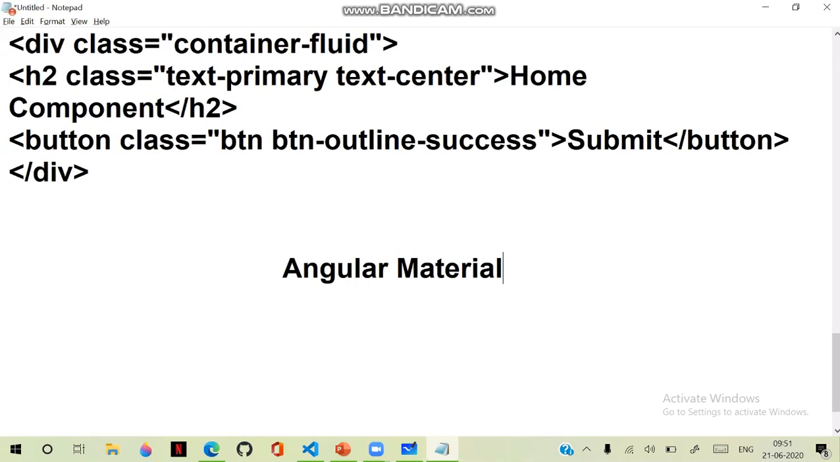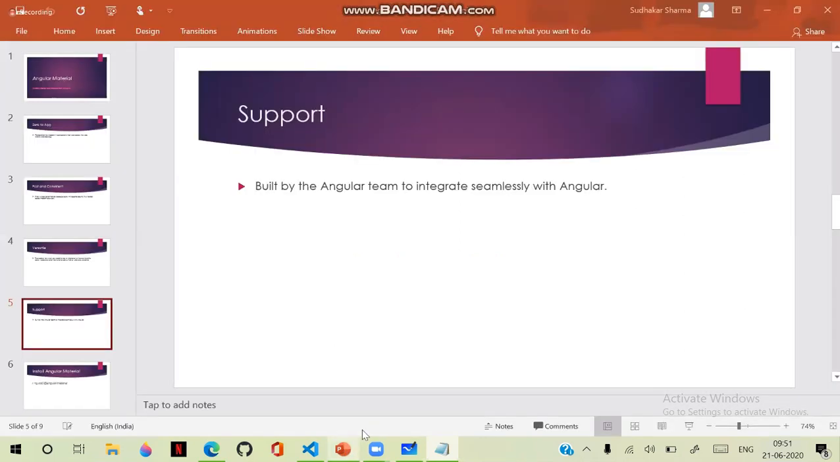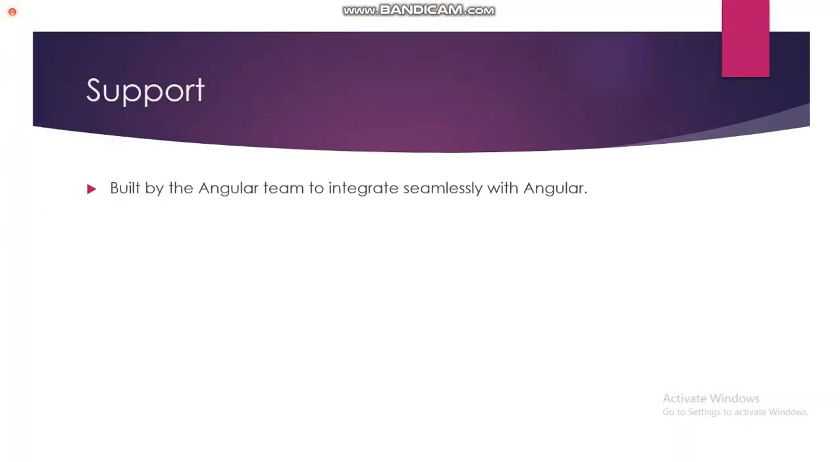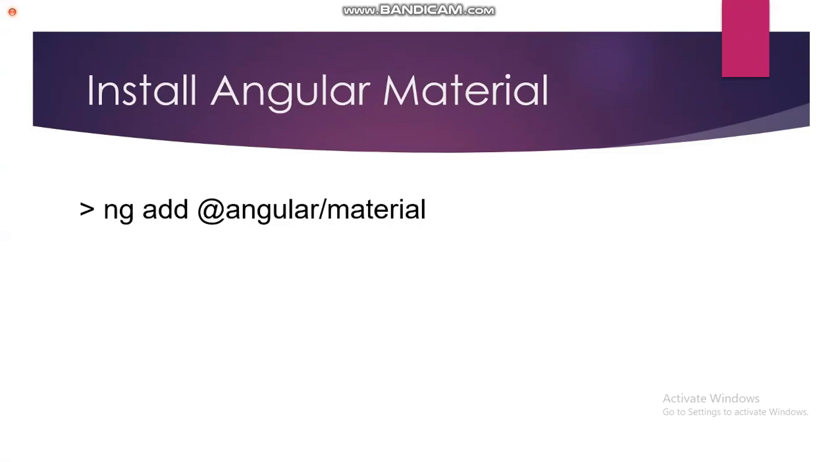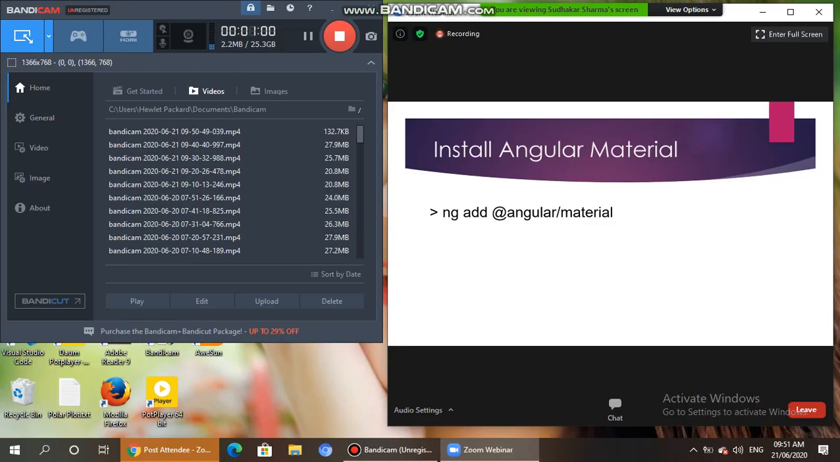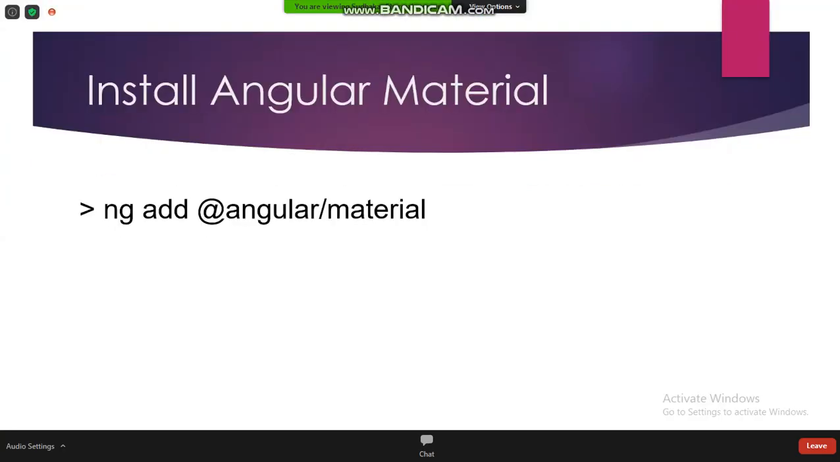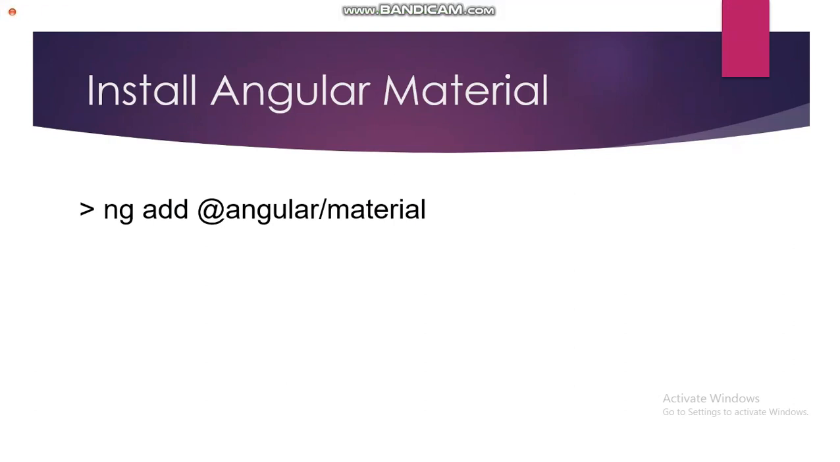So let's see how we can define Angular Material for our application, how we can configure and use it. Let's see the approach, how we can design with Angular Material. Technically, to work with Angular Material in our project, we first need to install it. To install Angular Material, you have to run the command ng add Angular Material.